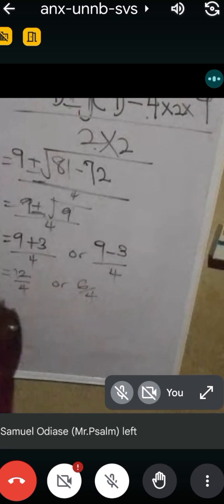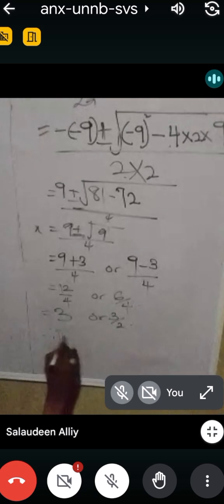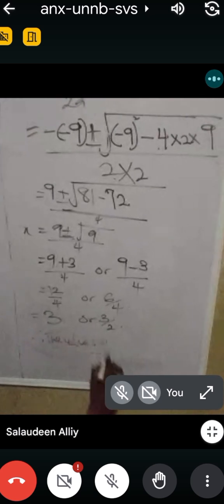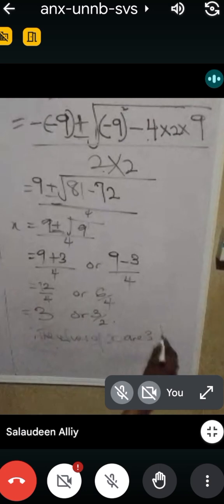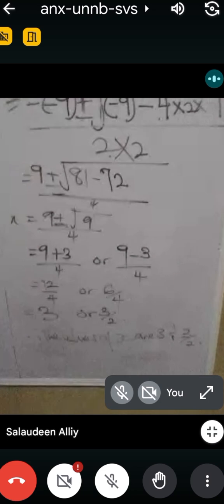So this becomes 9 plus 3 is 12 over 4, or 9 minus 3 is 6 over 4. So 12 over 4 gives me 3, or 6 over 4 gives me 3 over 2. Therefore, the values of x are 3 and 3 over 2, or 3 and 1.5.